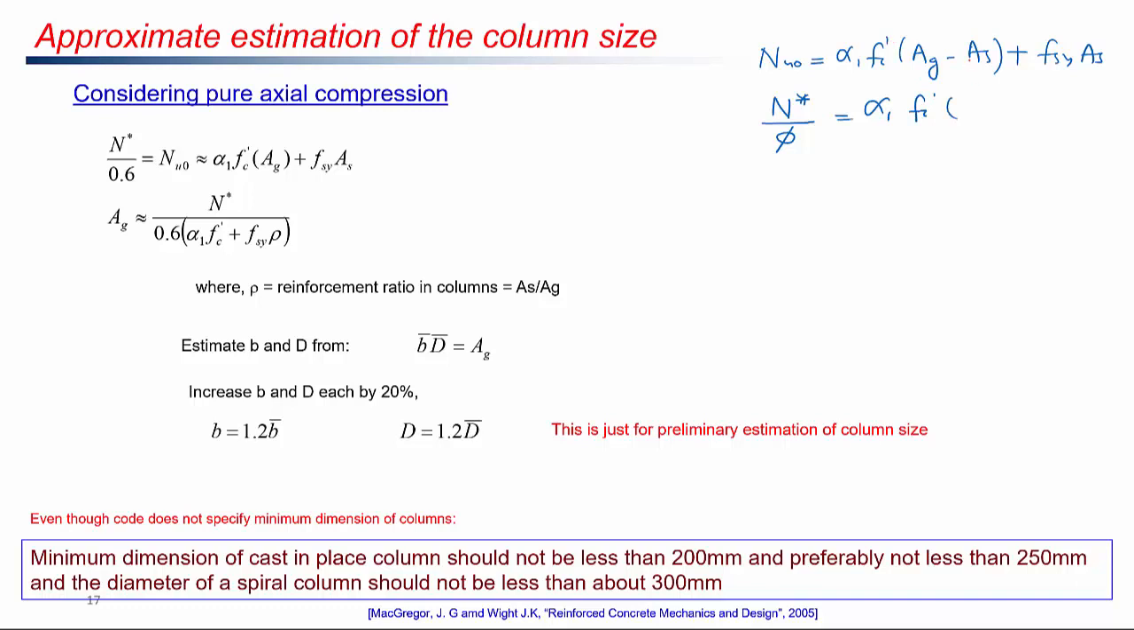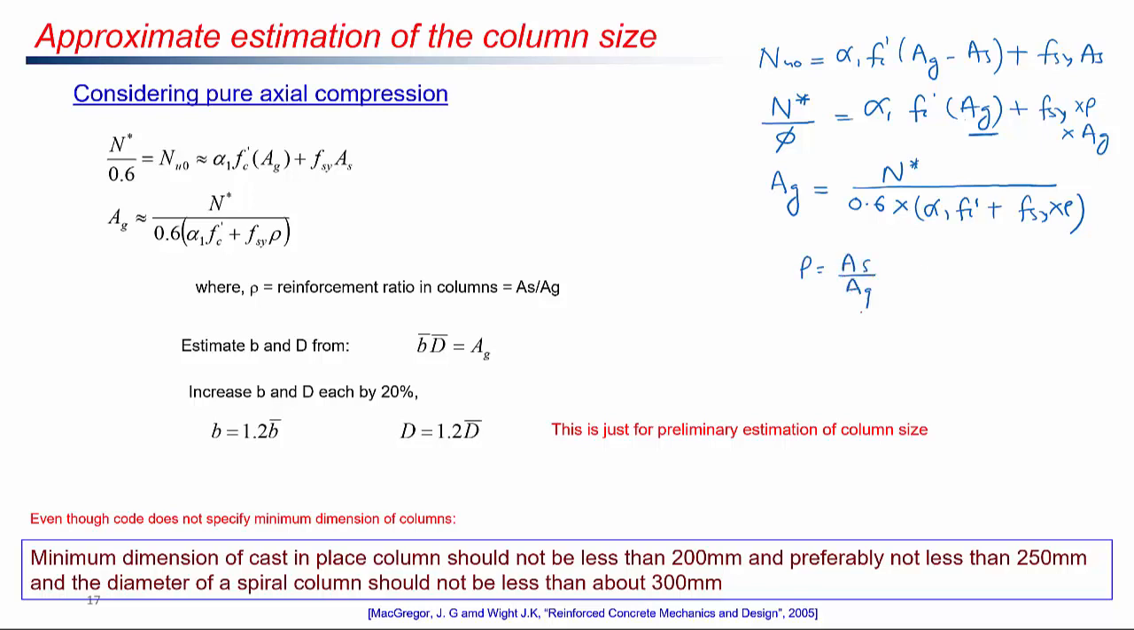And to simplify, we can neglect the subtraction of the area of steel. We can just use the gross area of concrete only, plus f sy, and this can be written as rho multiplied by the gross area of concrete, right? So with that equation you can find out the gross area of the column required for your given reinforcement ratio. That means the gross area of concrete required is N star divided by phi, for compression generally taken as 0.6, multiplied by alpha 1 f c dash plus f sy into rho. Here rho is the area of steel divided by the gross area of the column.